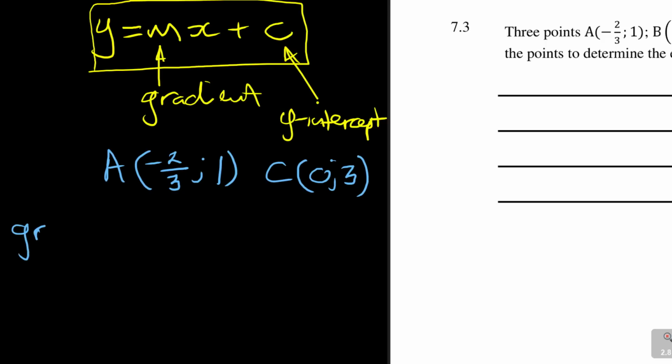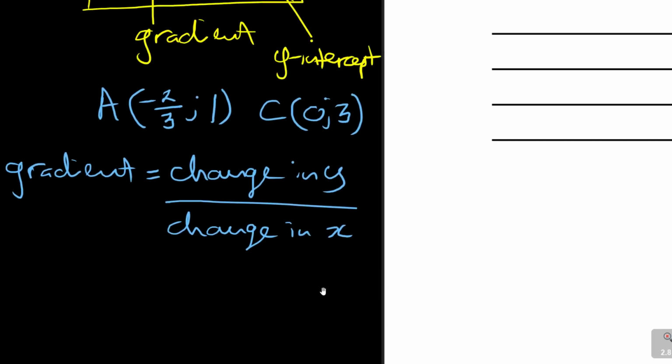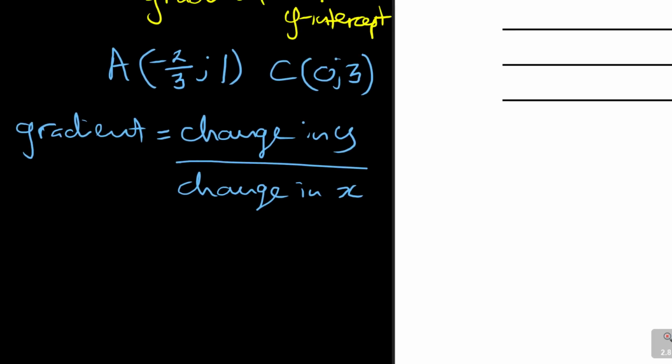So gradient here is equal to, they call it change. Remember? Change in y over change in x. That's how you find the gradient, if you still remember. So how do you do the change in y? You're like, okay, to find the change in y, this is my y and this is my y. This is my x and this is my x.